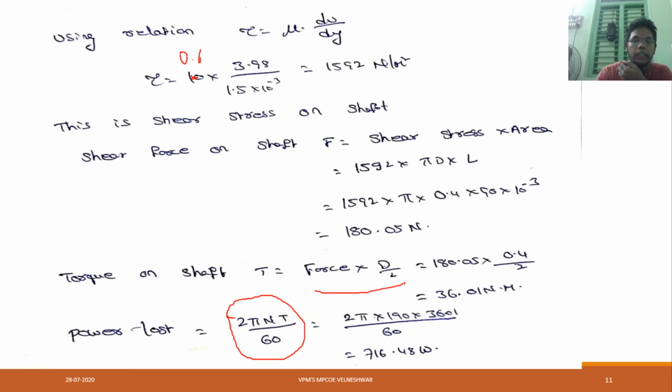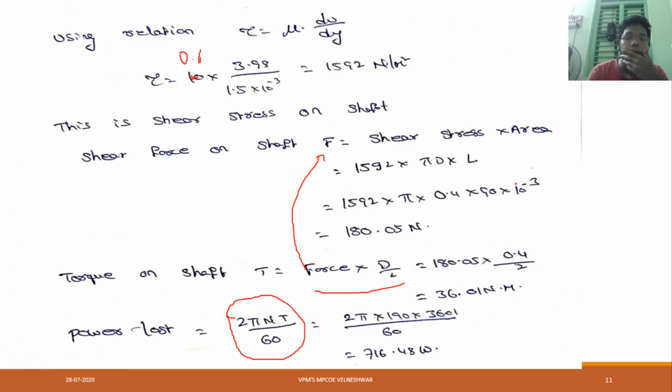Force into d by 2. So we have to find out the value of force here. Force is equal to shear stress into area. Where are we taking this formula? We have one standard formula, that is shear stress is equal to force upon area. Now shear stress we know and area we know. The unknown value is force, so force is equal to shear stress into area.